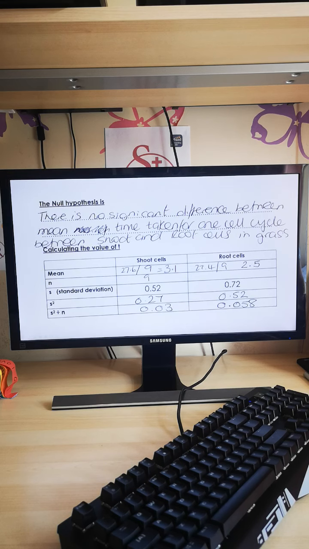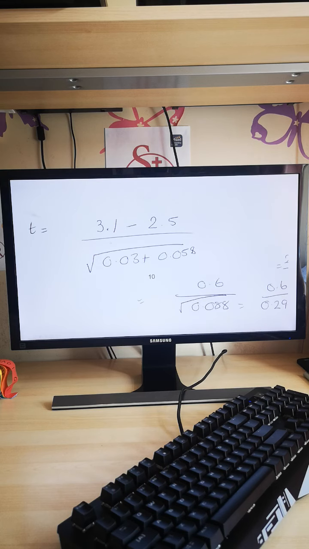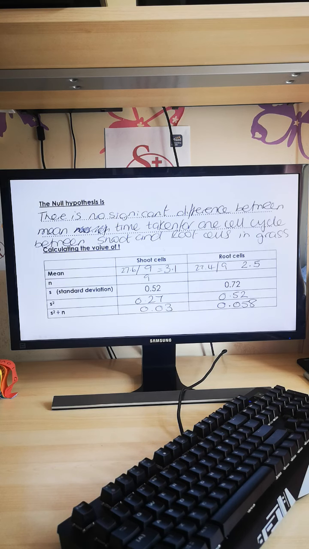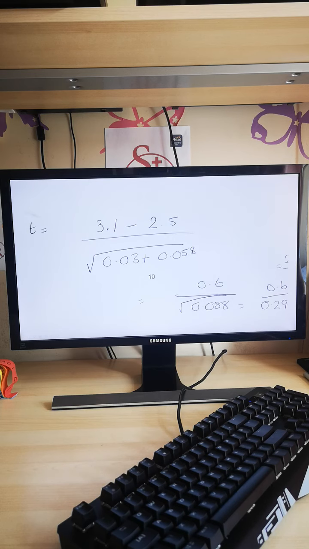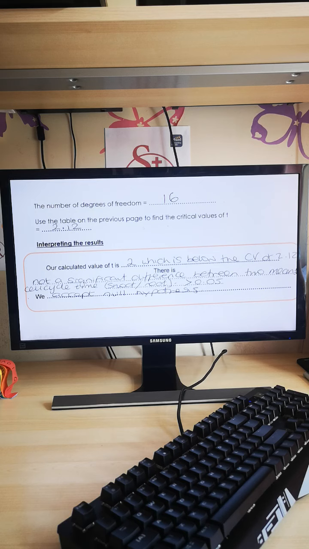Standard deviation's done for me, so I've squared it and divided it by 9 in each case. Okay, so then I've got my mean for my first sample, which was my shoot, my mean for my root, take away from each other, so 0.6. Then I had my standard deviation squared and divided by the number of samples for my shoot, standard deviation squared and divided by number of samples for my root. Okay, added those together, square root of those, and then I've cut it off. I think it's 2. Let's have a look. Yes, 2.